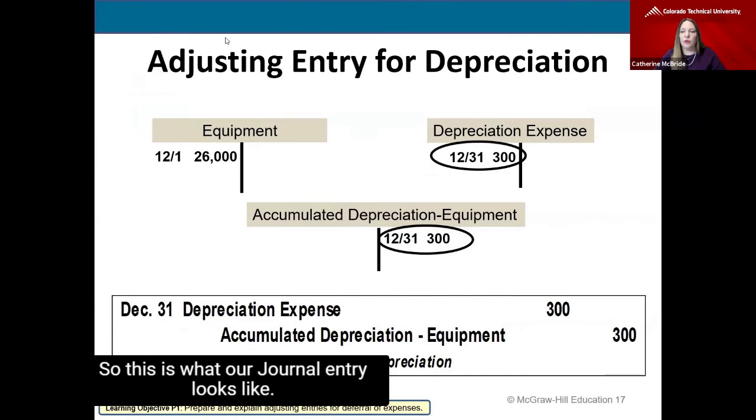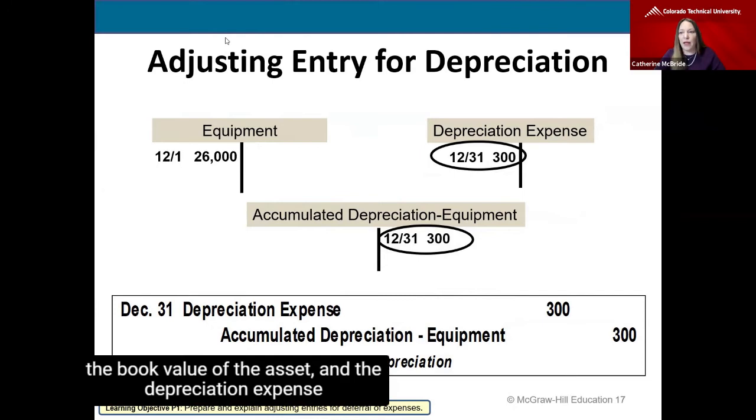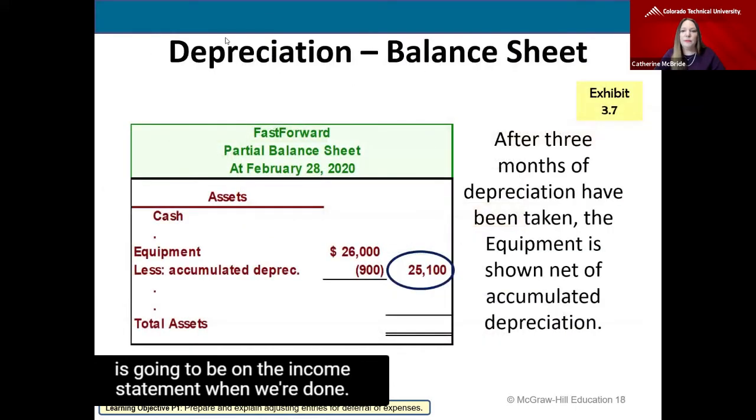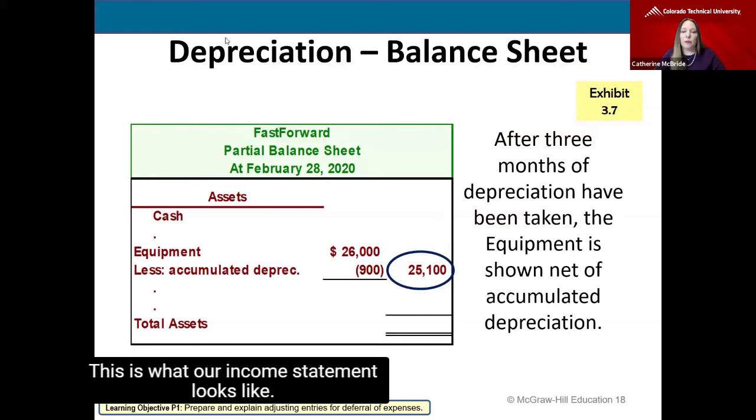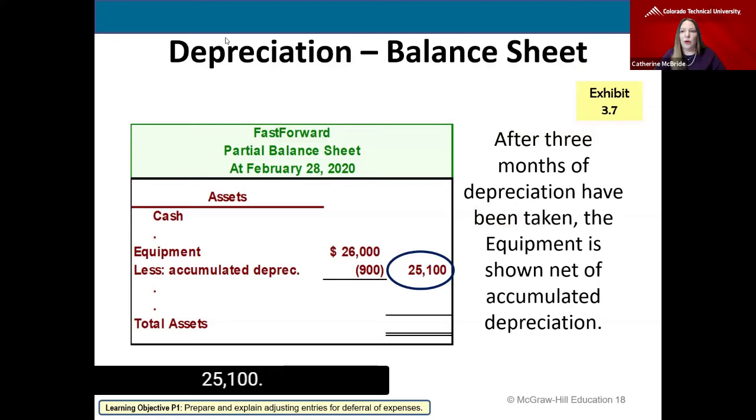So this is what our journal entry looks like. And this is what the journal entry for depreciation will always look like. We have a debit to depreciation expense and a credit to accumulated depreciation. So on our balance sheet, the accumulated depreciation reduces the book value of the asset, and the depreciation expense is going to be on the income statement. When we're done, this is what our income statement looks like. We have equipment, $26,000, less accumulated depreciation, $25,100.